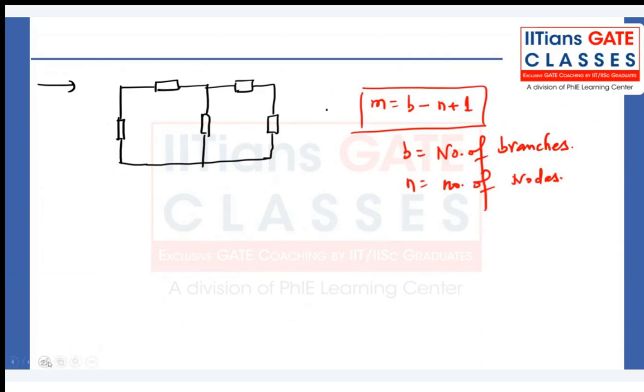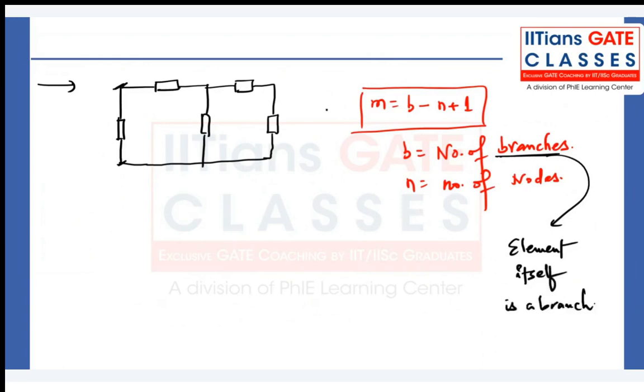So can somebody tell me how many branches are there? What is a branch basically? Remember, a branch is basically the element itself. Element itself is a branch. So how many elements do you see? One element, two, three, four, five. There are five branches. You can't say this is a branch, because there is no element connected.